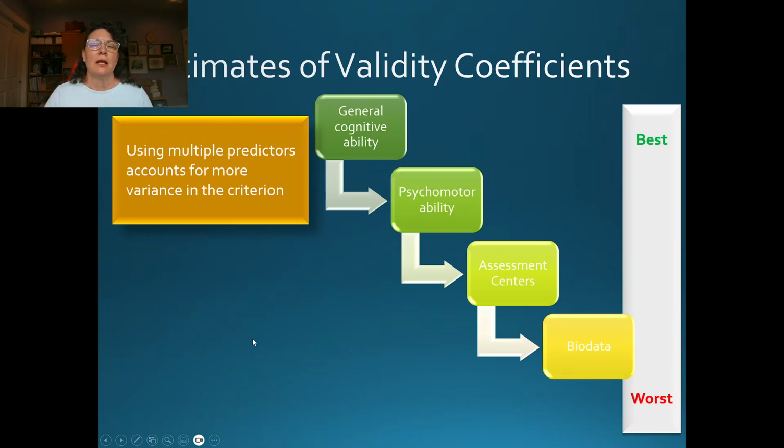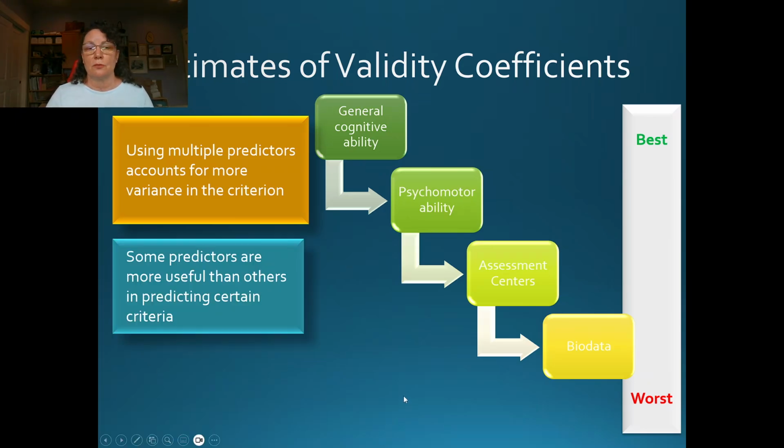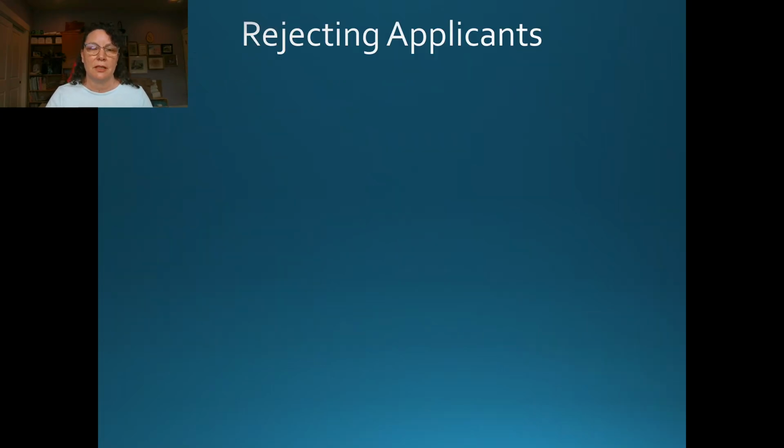Now, of course, the more things you can include, the more variance you're going to be able to account for in the criterion of job performance. Some predictors are more useful than others in predicting certain criteria. With job analysis, you could figure out what you're most interested in, and you can save yourself a lot of time and effort by focusing on those predictors that are best for that kind of job.